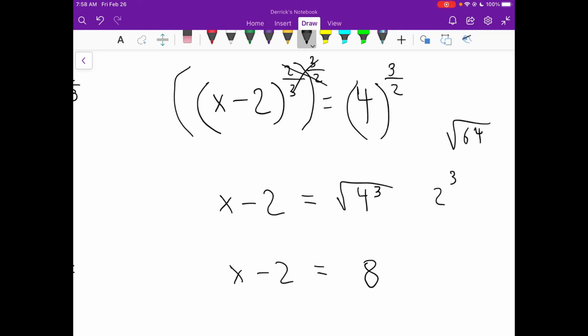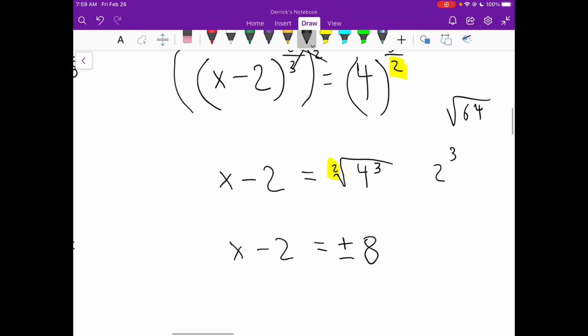But the key is, we did square root here. That is an even root, right? We had an even number for our denominator, or it's a square root, so this is an even root. Remember, if we put a number, it's a second. So that means this needs to be plus or minus 8.